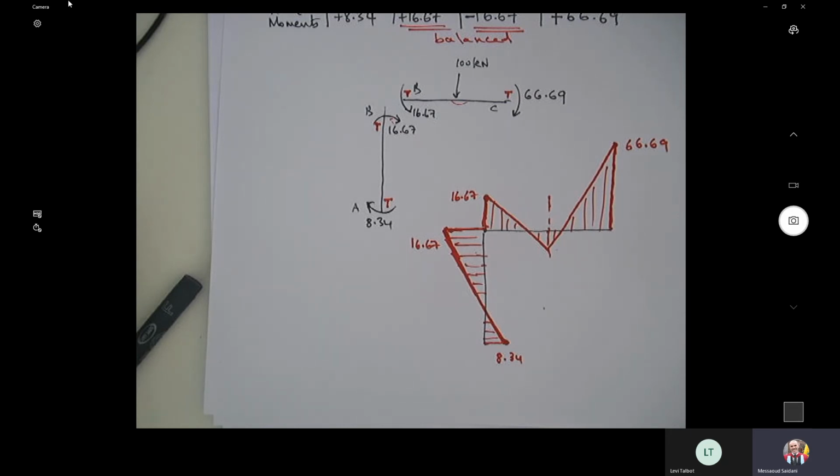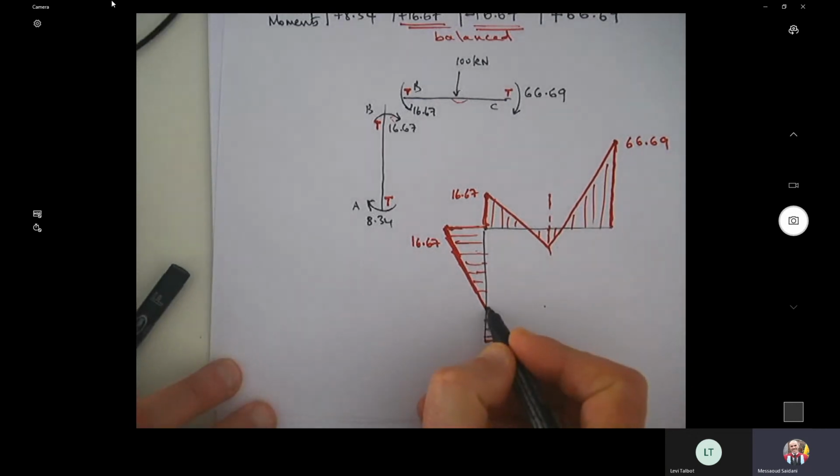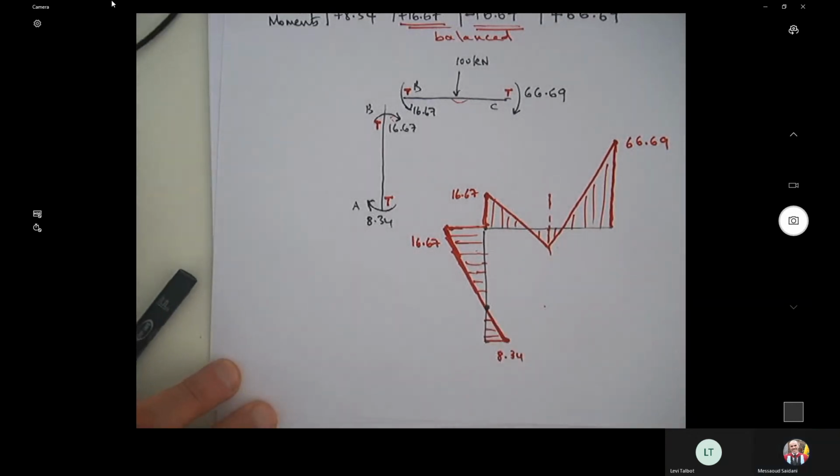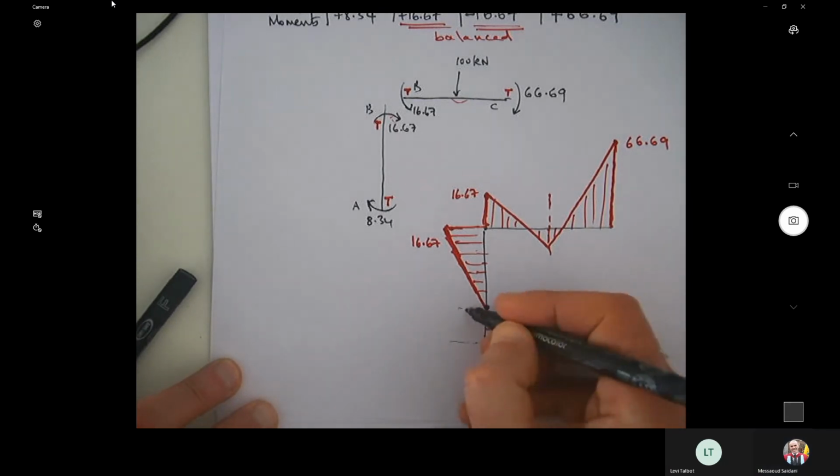Is that okay? So what we have, we've got this point of contraflexure to determine. Okay? So we need to determine this distance here.